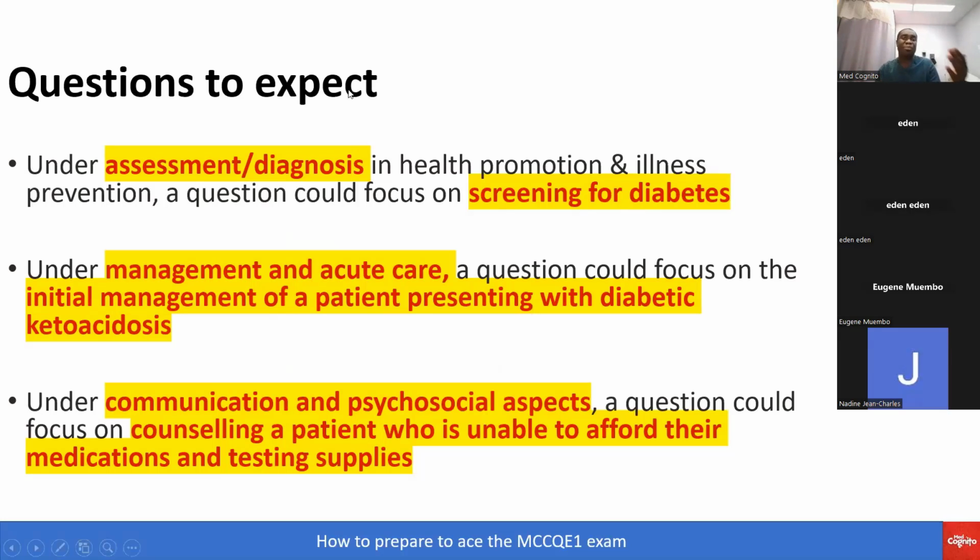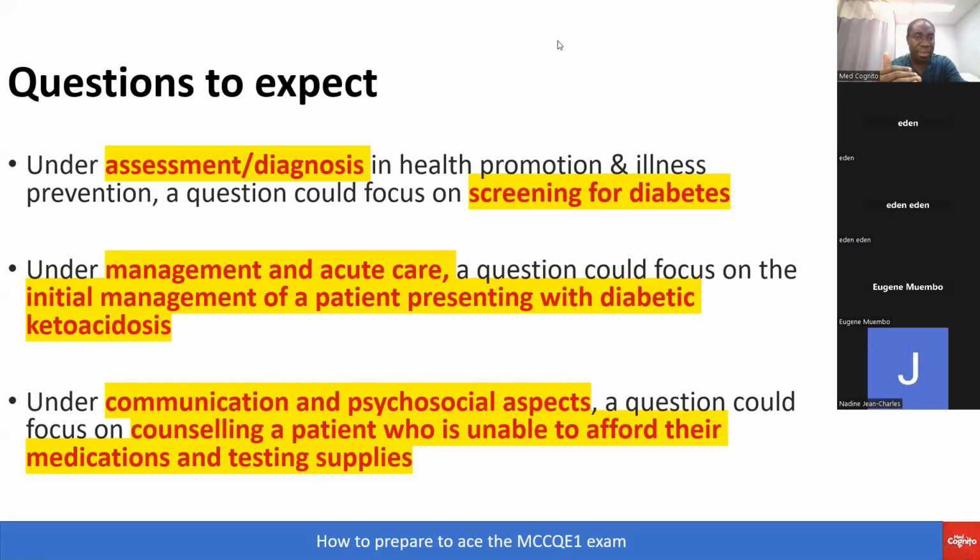So, for example, I broke it down that under diabetes alone, if there are questions, what are the questions to expect? Under assessment and diagnosing, health promotion and illness prevention, your questions you have to think about should focus on screening for diabetes. And you have to look at diabetes in children, diabetes in adults, diabetes in pregnancy. Which test do we use in diagnosing diabetes in pregnancy? Do we use the 50-gram glucose test, or do we use the 75 grams? When do we use the 50? When do we use the 75? And what values should you know about the 50?